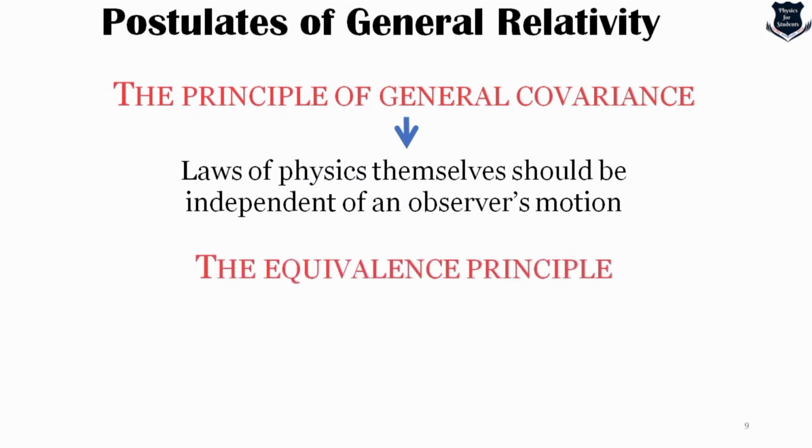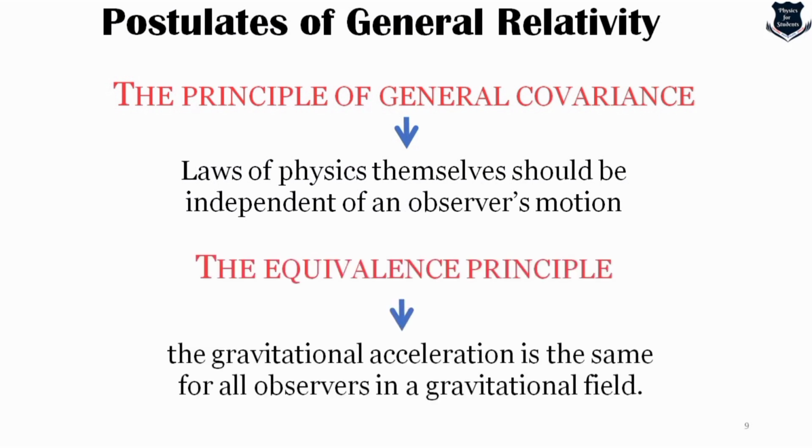The second one is called the equivalence principle, which was developed with a Gedanken, a German term which means thought experiment, that the gravitational acceleration is the same for all observers in a gravitational field. Now these are the two postulates of general relativity, which become extremely important to understand in order to go from this postulate to the concept of understanding tensors.